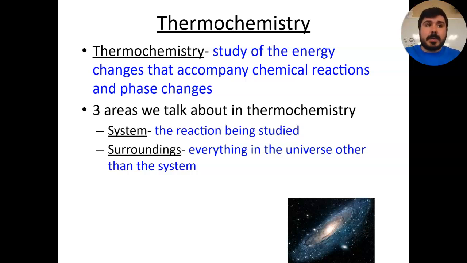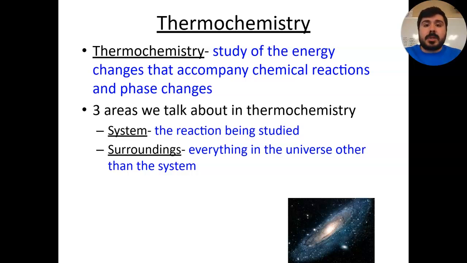So genuinely, when we talk about the reaction being studied being the system, your chemical reaction you're actually doing in front of you, everything around it is the surroundings. The immediate surroundings: the desk the reaction is being run on, the lab bench rather, the air around it, the room that you're in, my chemistry lab here. So all of the things surrounding the actual chemical reaction, the system, that you're studying, is the surroundings.